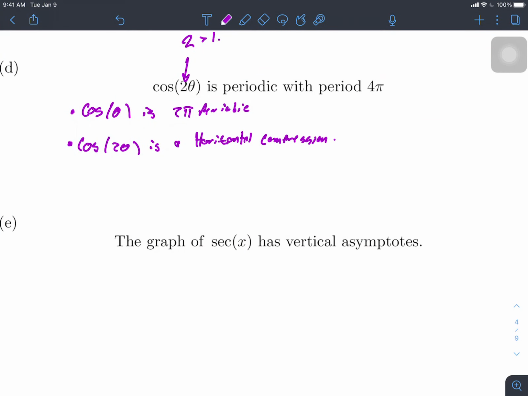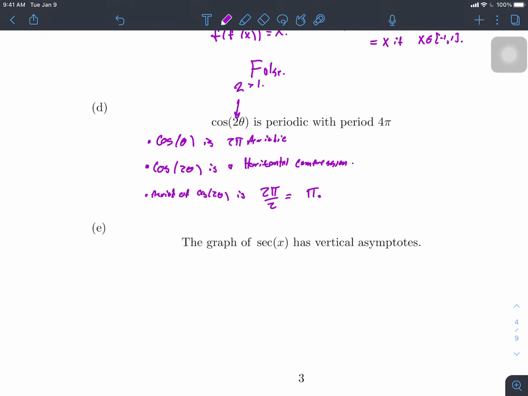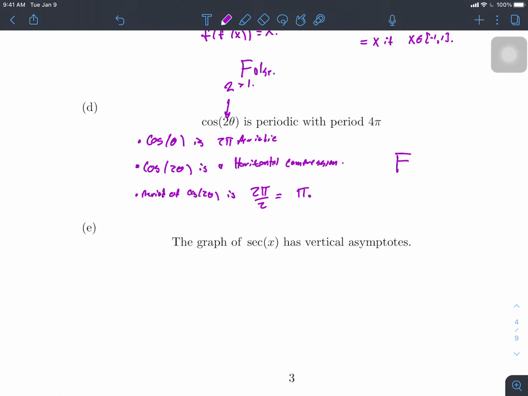So we can say that the period of cosine 2 theta is not double what it was before, but 2 pi over 2, which is just pi. This is checking whether you understand that multiplying by 2 on the inside gives us a horizontal compression and not a horizontal stretch. So this is false again.